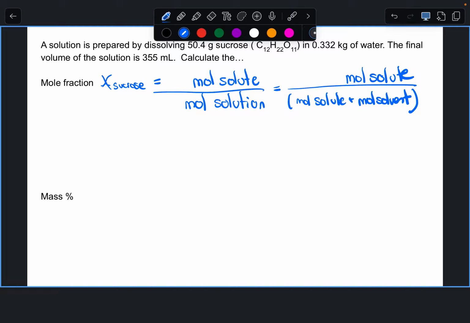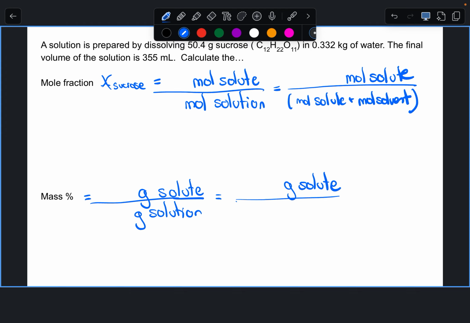Okay, so mass percent. Now we're not talking moles over moles, we're talking grams over grams, and it's also a percentage. So very similar to the one above, this is now going to be grams of solute over grams of the whole thing, the solution. Or you can rewrite that, because you're going to need to in some instances, grams of solute over grams of solute plus grams of solvent.